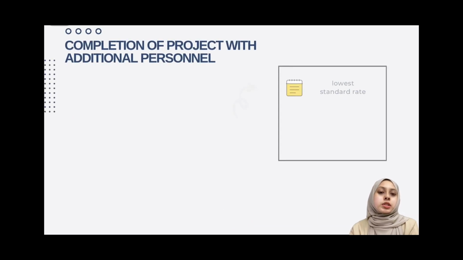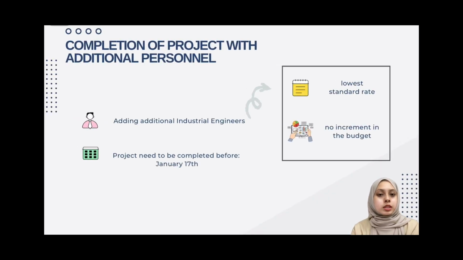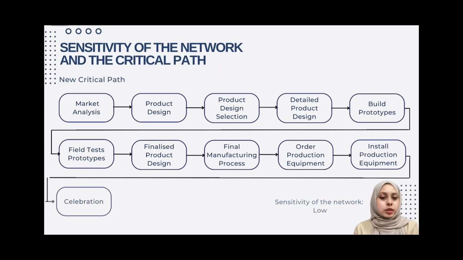Moving on to the completion of the project with additional personnel, an industrial engineer was chosen since it is necessary to have the project completed on time, which is before January 17. Moreover, the industrial engineer has the lowest standard rate compared to others, hence it will not cause any increase in the budget. This shows the new critical path.